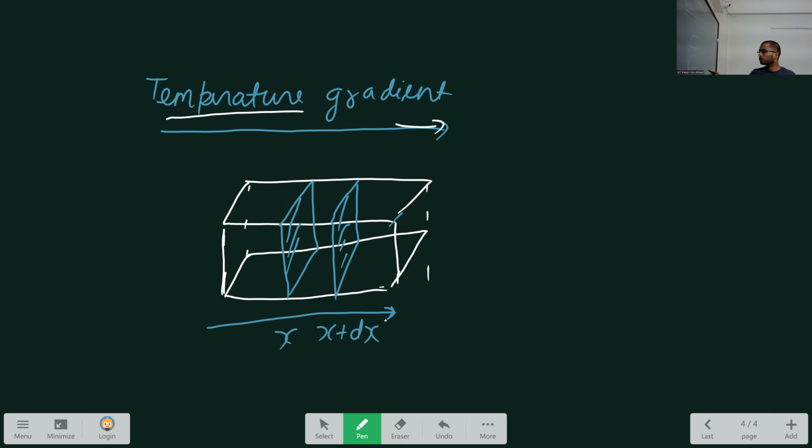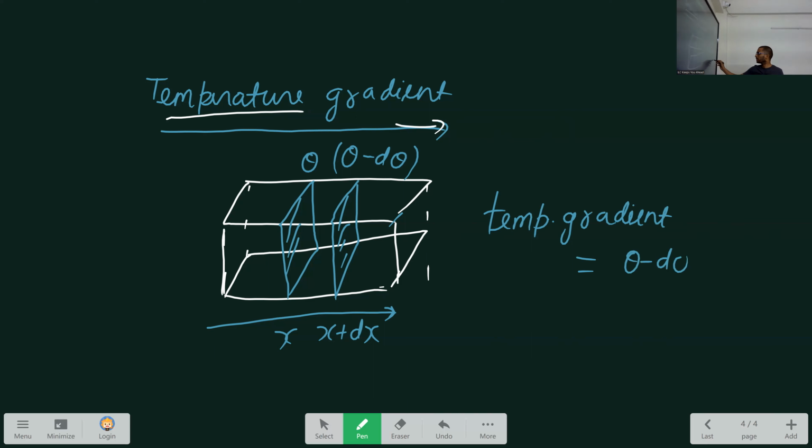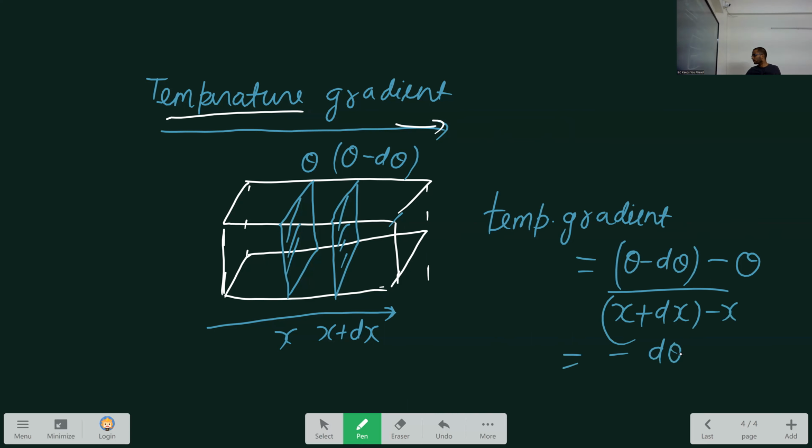Since heat flows from high temperature to lower temperature, suppose the temperature here is theta, then the temperature here will be lower than theta, that will be theta minus d theta. So temperature gradient will be change in temperature divided by change in length. Here the change in temperature is theta minus d theta minus theta, and the change in x coordinate is x plus dx minus x. So this will be minus d theta by dx. Notice that the minus sign indicates that in the direction of heat flow, temperature decreases.